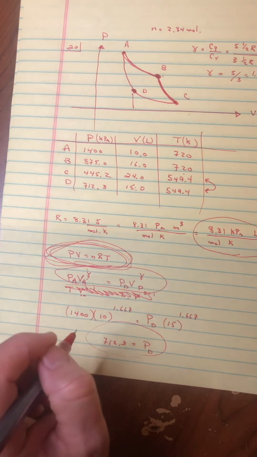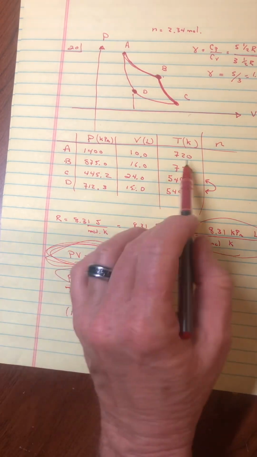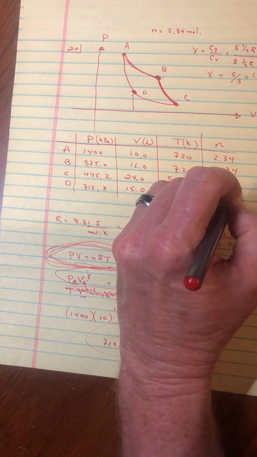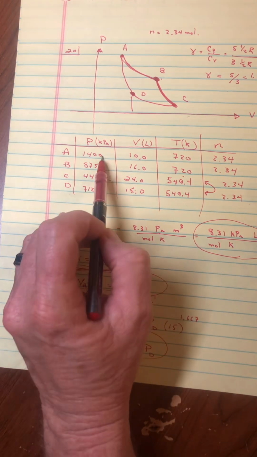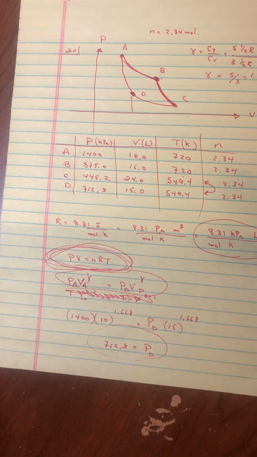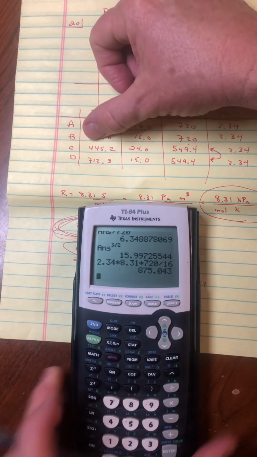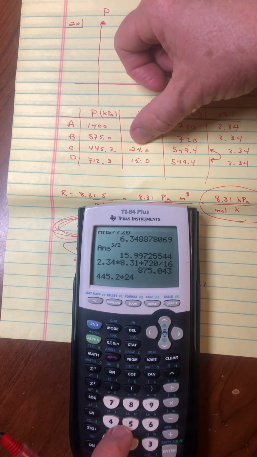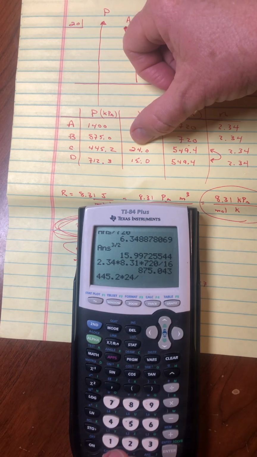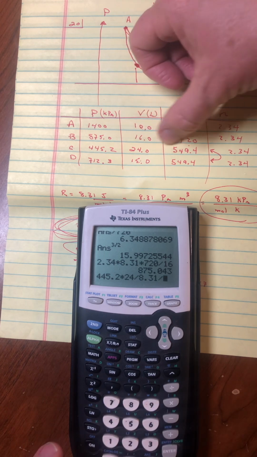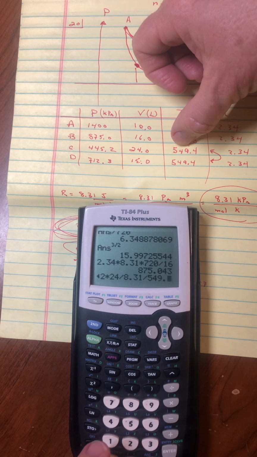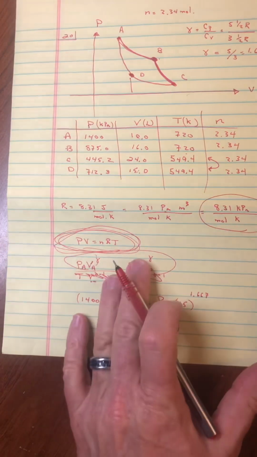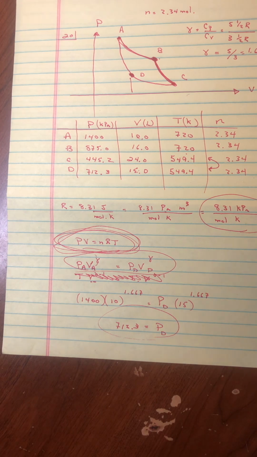And I suppose if you wanted to check all this, you could say, if you use this to calculate n, every one of these should give me 2.34, 2.34, 2.34, and 2.34. If you took its pressure times its volume divided by RT, you should get that number. For example, let me check one just to see if I did this right. Here's my pressure, 445.2, multiplied by a volume of 24, divided by the R, 8.31, and divided by the temperature, 549.4, I should get the 2.34. Yep. And so I can know right away whether I did anything wrong and fix it maybe before I turn it in for the test.